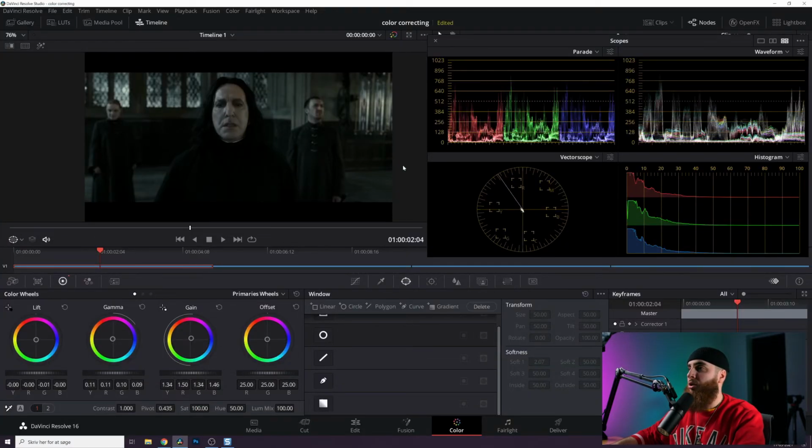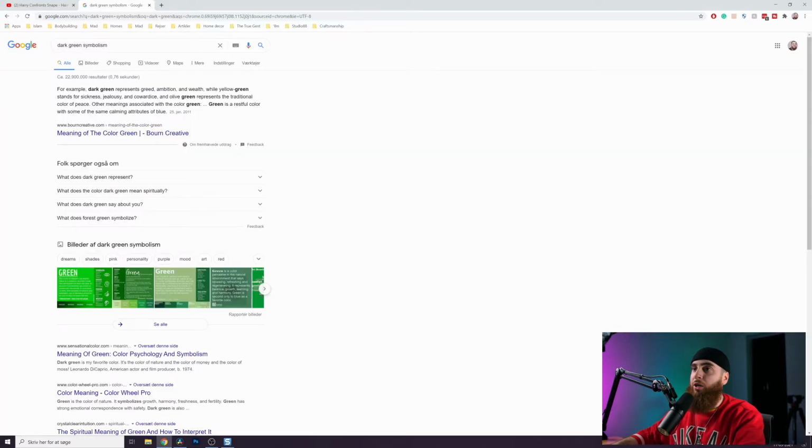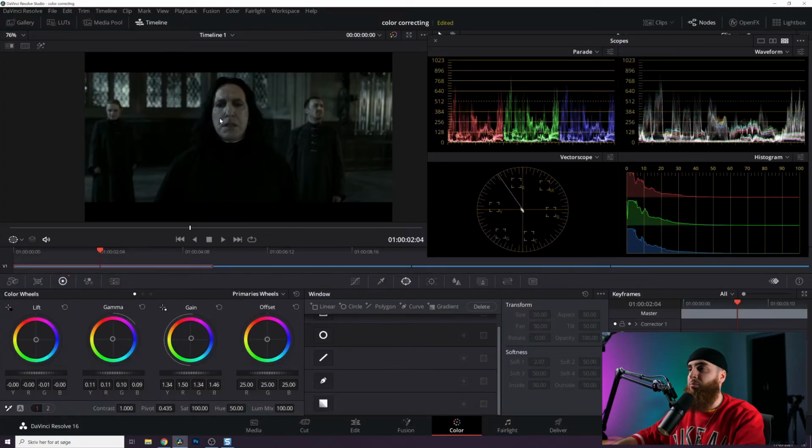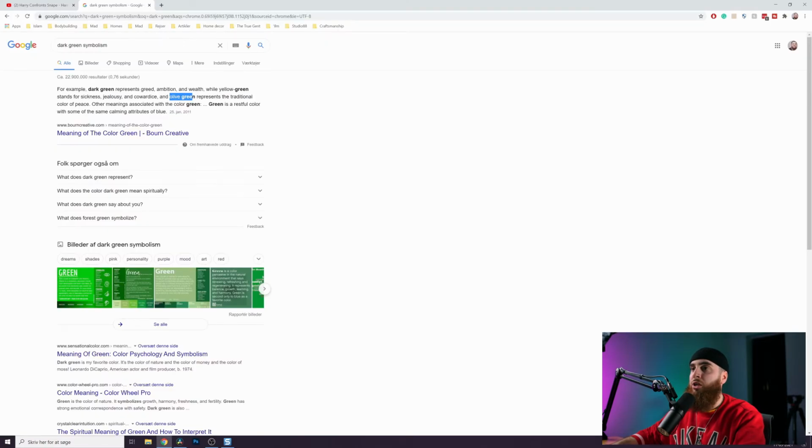So I'm just gonna go out on a limb and say that there's a lot of dark green, there's a lot of yellow green, and some olive green as well. But I think mostly you can see that the green tint in this image really fits the story. It represents greed, ambition, wealth, while yellow green stands for sickness, jealousy, and cowardice.